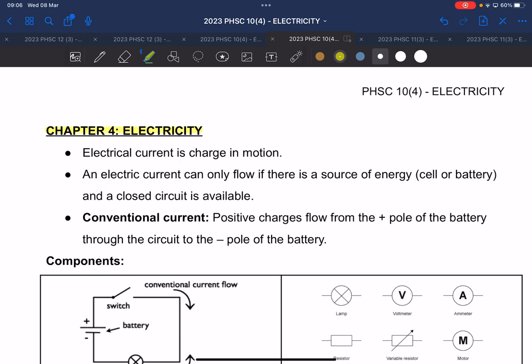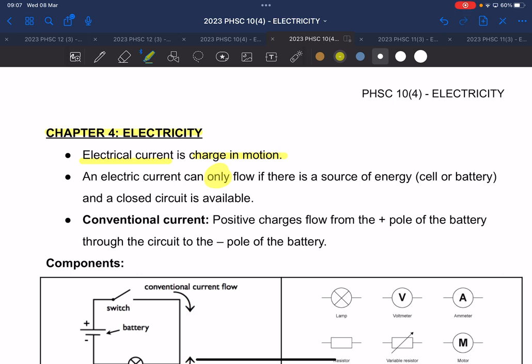Okay, so electrical current. When there's a circuit, that is charge in motion. So charge moving. An electrical current can only flow if, conditions: one, there is a source of energy. So there can only be electrons moving if there is a source of energy, something that gives you energy, like a cell or a battery or whatever.